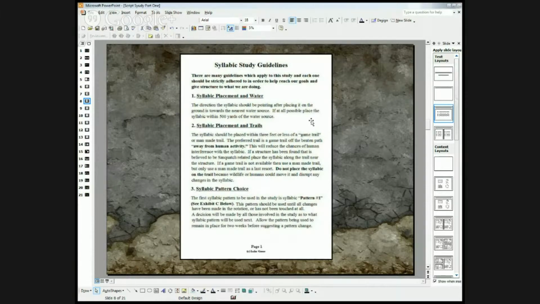Okay, number 2, we'll get into what I was just talking about, syllabic placement in trails. The syllabic should be placed within 3 feet or less of a game trail or man-made trail. The preferred trail is a game trail off the beaten path, away from human activity. This will reduce the chances of human interference with the syllabic.